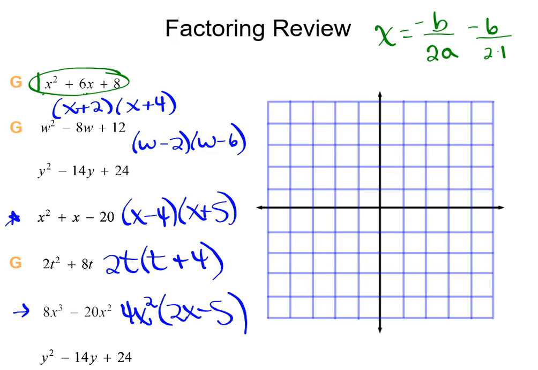So negative 6 divided by 2 is negative 3. So we know now that our axis of symmetry is right here. Let's move that over a little bit. It's at x equals negative 3. Okay. And then let's go ahead and plug that negative 3 in to this equation. We need to do negative 3 squared. What's negative 3 squared? Negative 3 times negative 3 is 9. Plus 6 times negative 3.